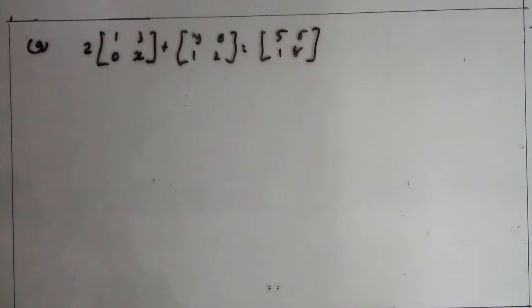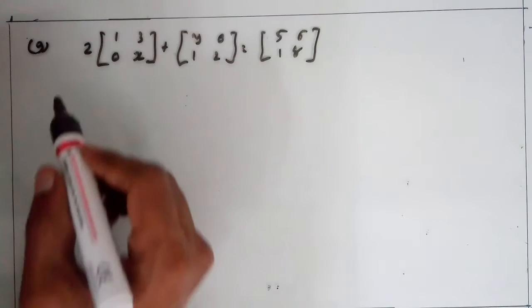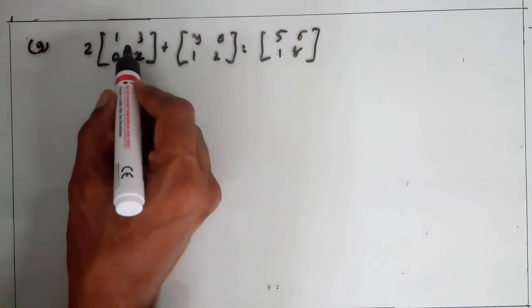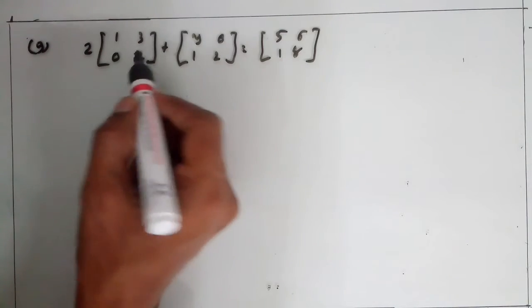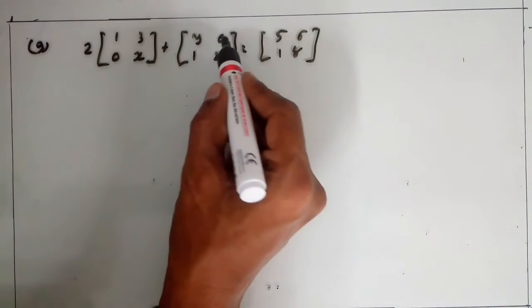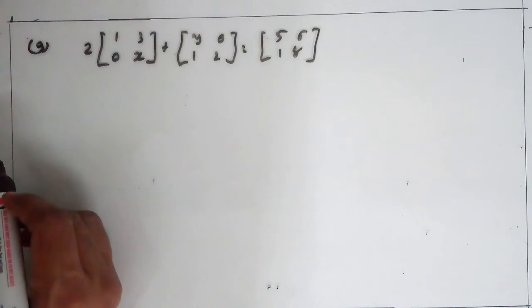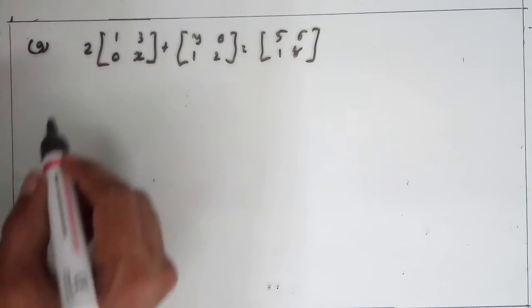Now here we solve some more questions of exercise 3.2. Question number 9. Given that, find x and y if 2 into matrix [1 3; 0 x] plus [y 0; 1 2] is equal to [5 6; 1 8]. You know how to solve this.